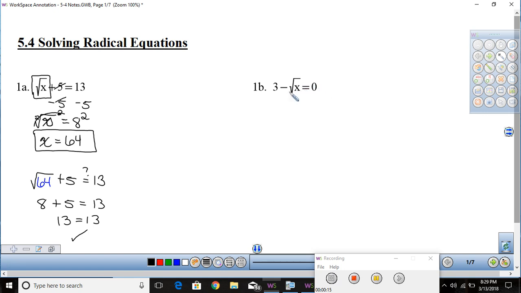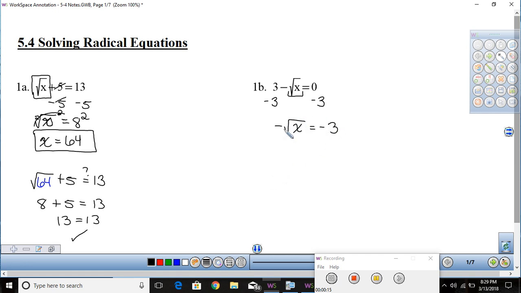I want to isolate the square root of x. I notice that I've got a 3 minus the square root of x. A lot of you want to think that it's being added to the x or subtracted from the x, but really the square root of x is being subtracted from the 3. So be careful here. This is a positive 3, so we want to subtract 3. Over here, that leaves me with a negative square root of x, and then 0 minus 3 is negative 3.